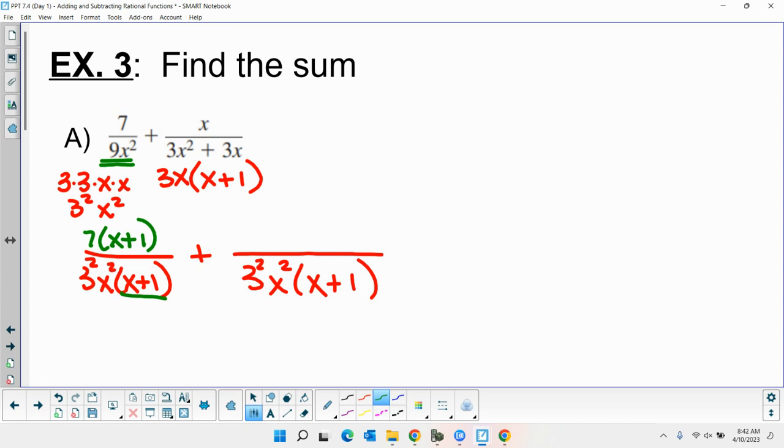All right. Here, what did I multiply by? From 3 to 3 squared, I multiplied by what? How do I get from 3 to 3 squared? Multiplied by 3. How do I get from x to x squared? I multiplied by x. So I multiplied by 3x, right? To get from here to here, I multiplied by 3x. So I have to multiply that x by 3x.